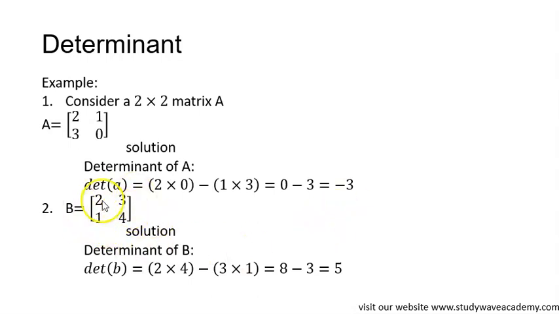Let's consider this again. Here we have 2, 1, 3, 4. What do we do? We multiply the first diagonal and subtract from it the multiplication of the second diagonal, which is 2 times 4 minus 3 times 1. Okay? Do you understand? So B is equal to 2 times 4 minus 3 times 1. 2 times 4 is going to give us 8, minus 3 times 1 is going to give us 3. So we have 8 minus 3. 8 minus 3 is going to give us 5, okay? So this is how it's done.